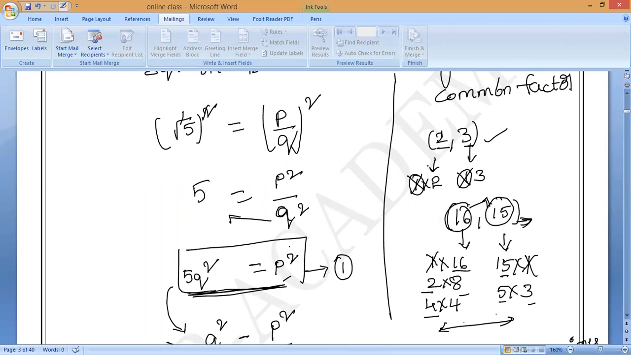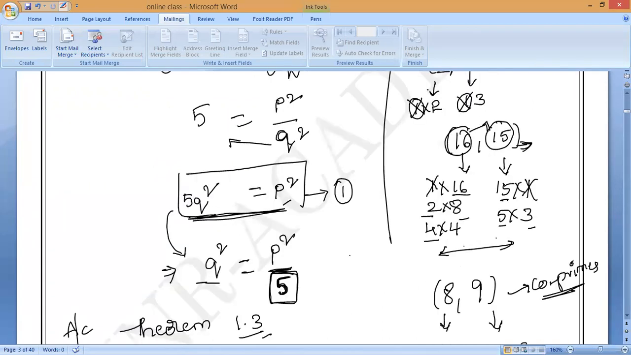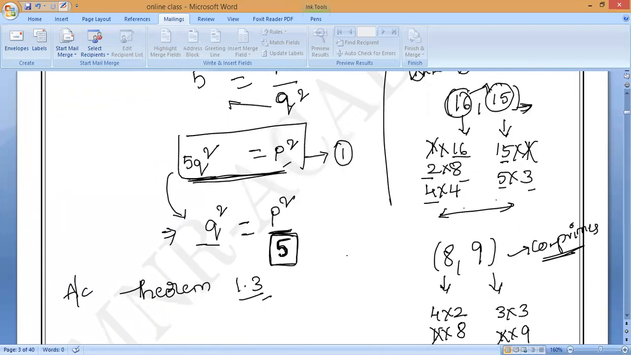Here we want p square. p square equal to, q square comes to this side, into q square. 5 into q square equal to p square. This is our equation 1. Clear? Any doubt? Anybody ask? Like this only, for every sum, to prove any irrational number, you have to do the same process.